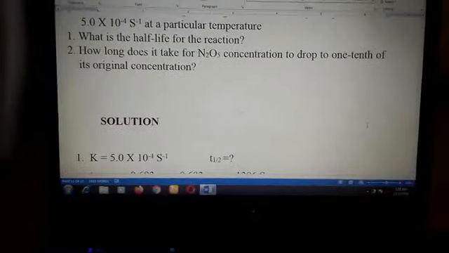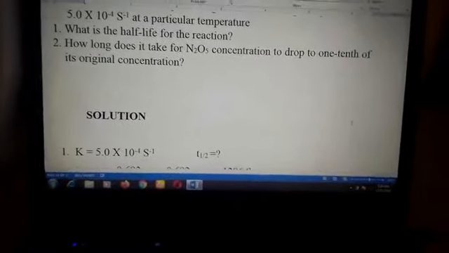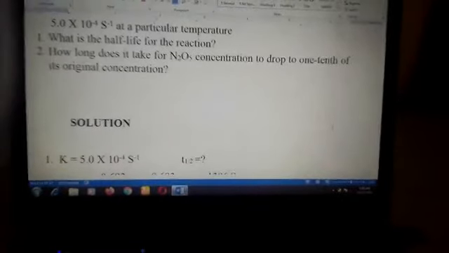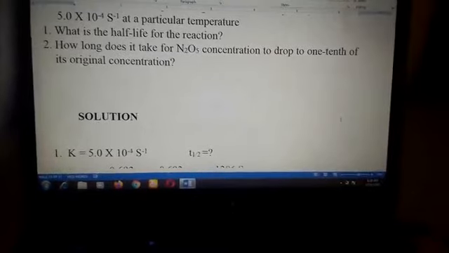So, having done that, go to question 2. Question 2 says, how long, that means time, how long will it take the concentration of the reactant, N2O5, to drop to 1/10 of its original concentration?